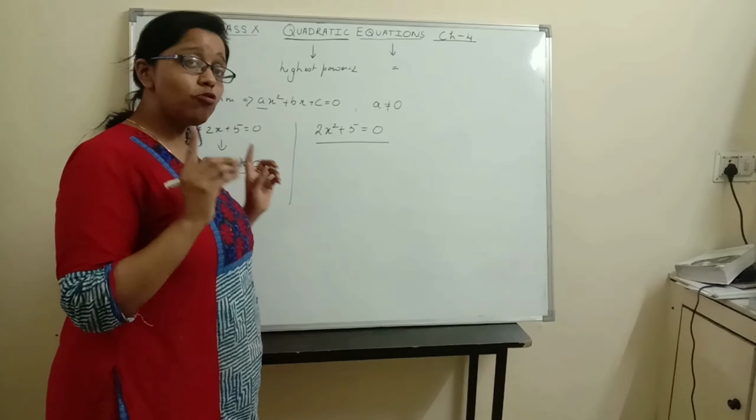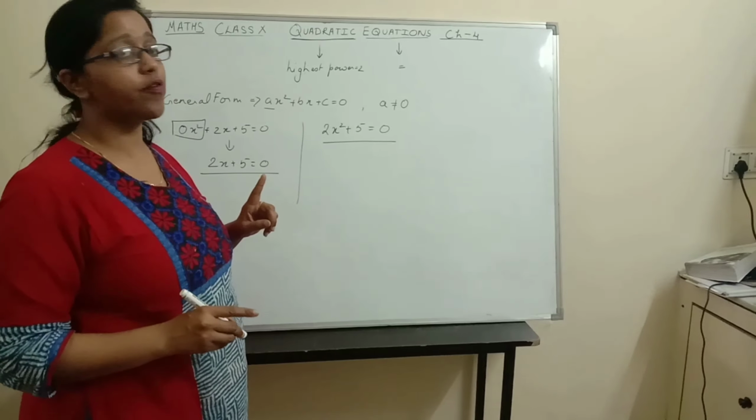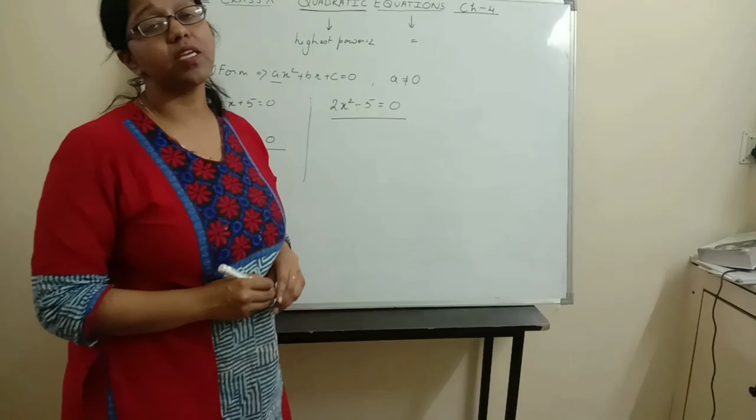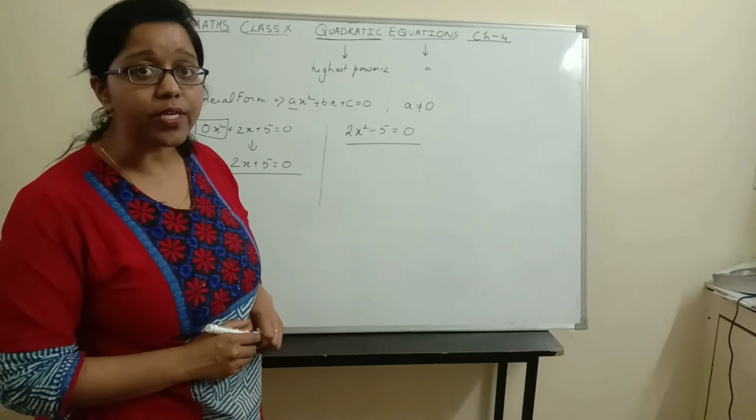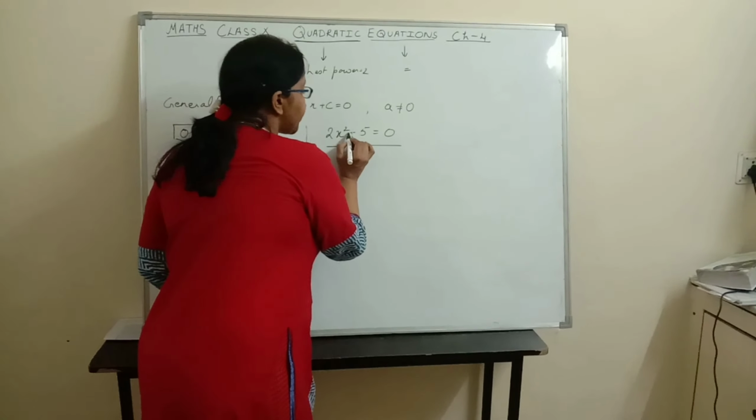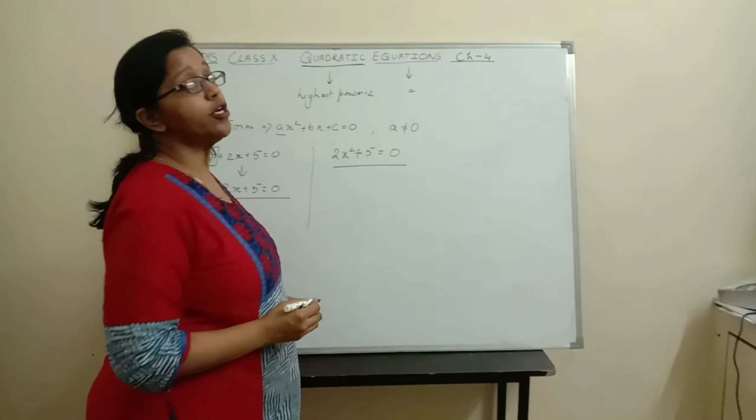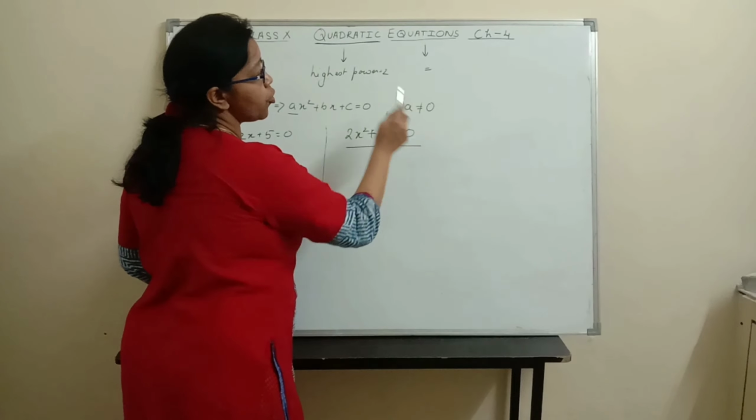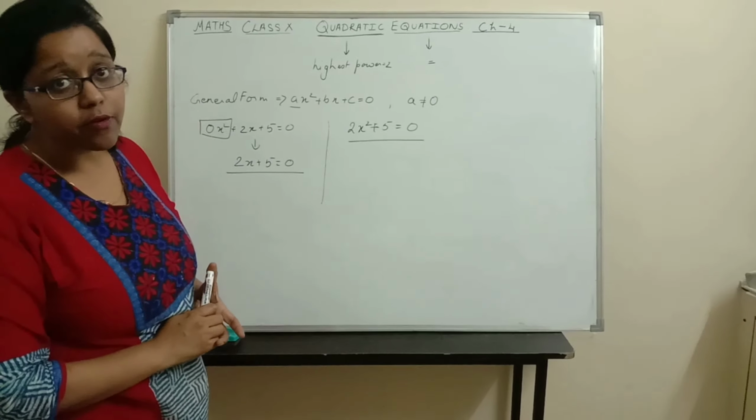It is not possible for an equation to be called quadratic when the complete x square term is not there. So the most important condition for an equation to be quadratic is that the coefficient of x square should not be equal to 0.